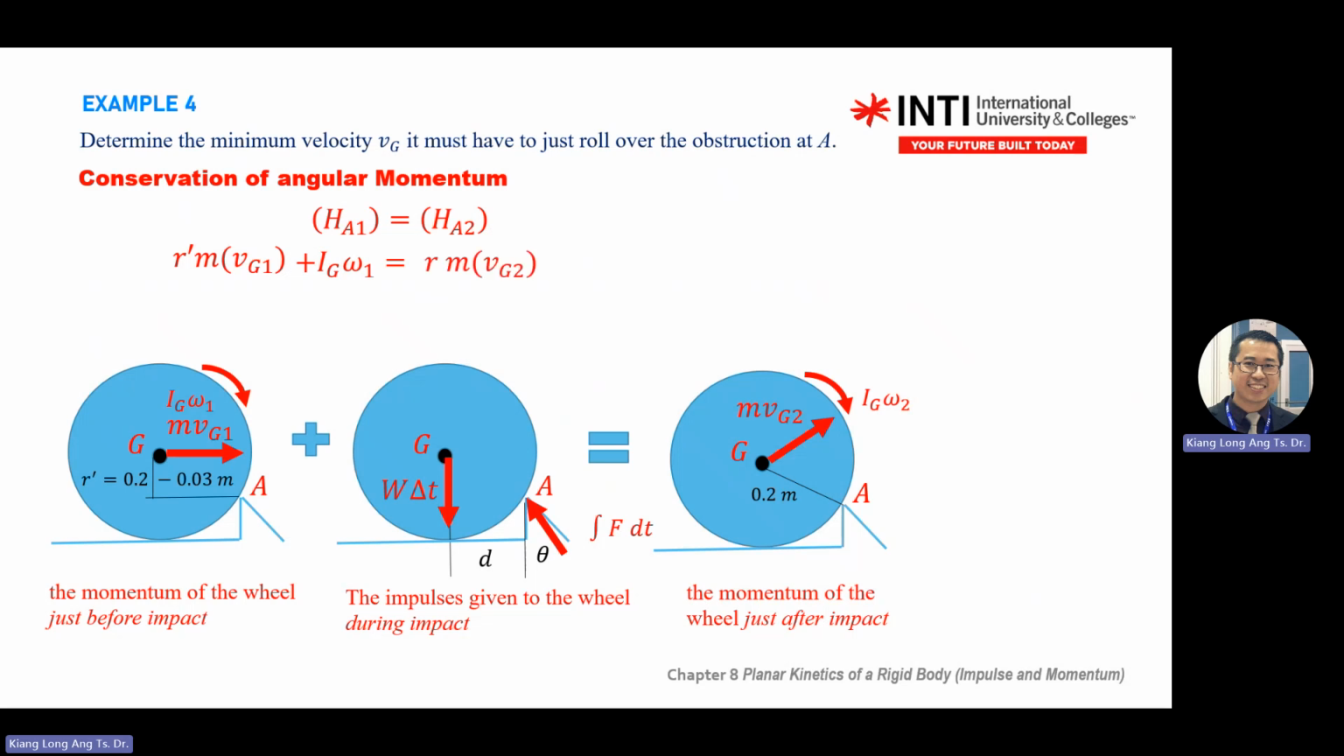H2 is this diagram. So H2, this vector mv momentum multiplied by the perpendicular distance, plus Ig omega 2. So here you have the R, you have the M, VG. VG, you need to look for the answer, or you can transform your V into omega.